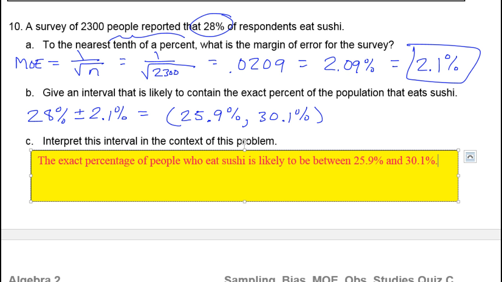So that's what I mean when I say interpret this interval in the context of the problem. I'm asking you to give me a sentence describing what this means. Make sure you mention what the problem is about. This problem is about people eating sushi. So your sentence should say something about that, for sure. Any questions about number 10?